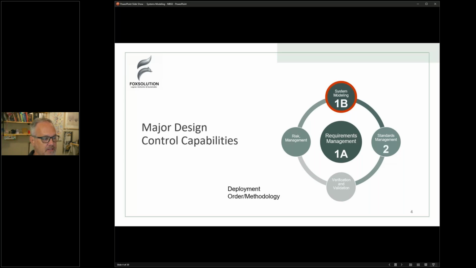Second thing after we get done with this, and this is really in order, from my recommendation standpoint, in order of priority from a deployment standpoint. First, I do requirements, then I do systems modeling. Standards management would come next. And when I say standards management, I mean external standards management. How does that map into the requirement set? Verification and validation is really our evidence that the device complies with our definition of good. And finally, risk management is that data model that allows us to integrate the FMEAs and the hazards analysis with the rest of the data. So that's what the overall design control model is. And today, of course, we are talking about the systems modeling, which is this 1B aspect of it.